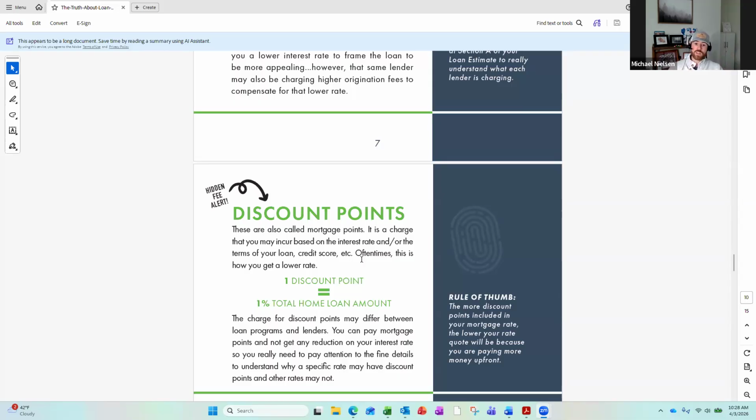Now, you could look at an FHA loan, which might be like 3.5% down.